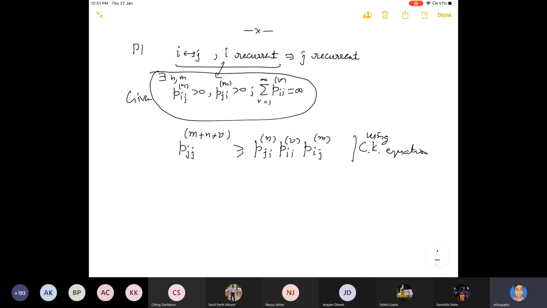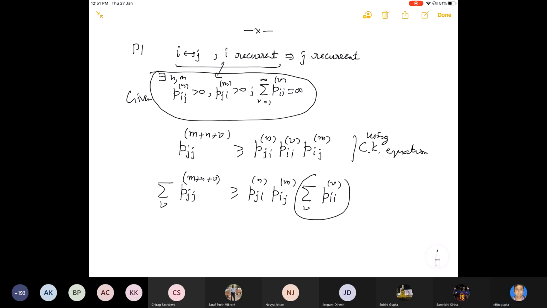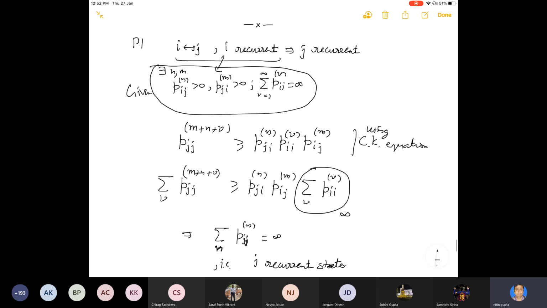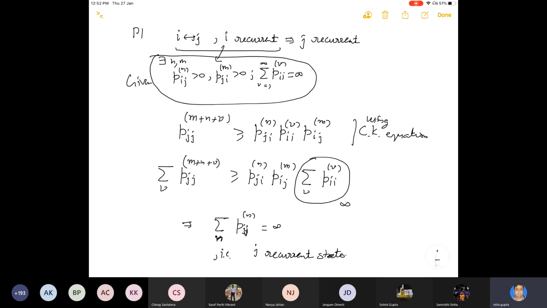Now take summation on both sides over nu. The summation of Pjj m plus n plus nu is greater than or equal to Pji m, Pij n, times the summation over nu of Pii nu, but we know that this diverges. The other side also diverges. So therefore, this implies that the summation over n of Pjj n also diverges. If this diverges, that means j is a recurrent state by the definition. So we have shown that if two states communicate and one is recurrent, the other will be recurrent.